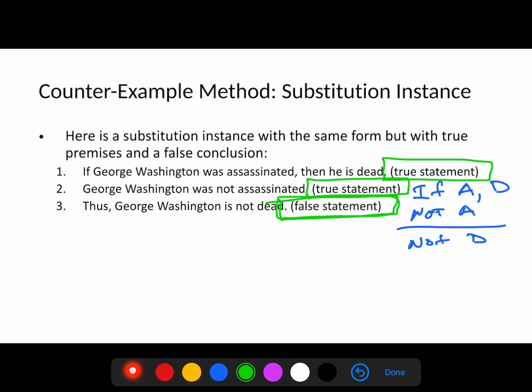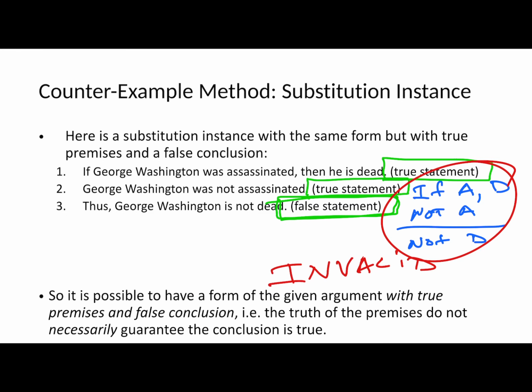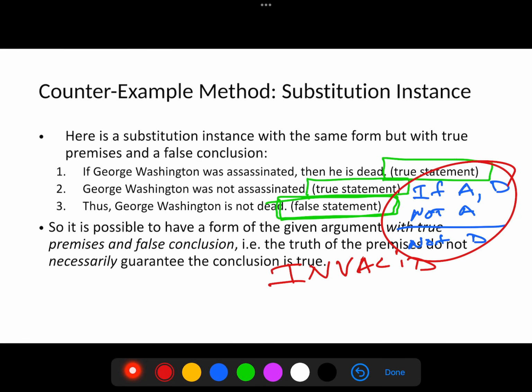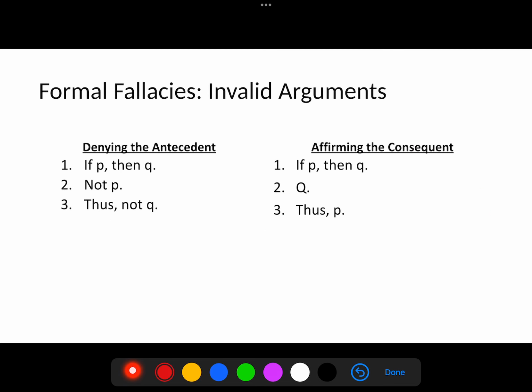Remember, our definition of validity is the impossibility of true premises and a false conclusion. So we know that this argument form is invalid. The truth of the premises won't guarantee the truth of the conclusion in an argument with this form. So again, not going to guarantee the truth of the conclusion. So we got an invalid argument.